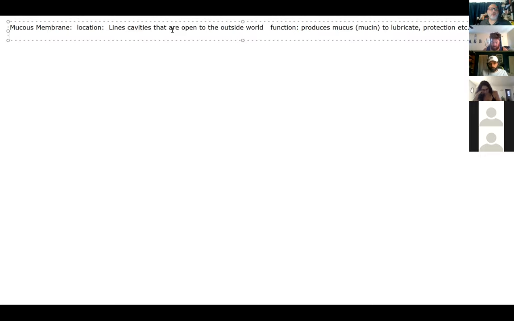Excellent. Now, for each of these membranes, we need to know what epithelial tissue is going to form them and what connective tissue is going to form them. So let's think about this. Epithelial tissues. We just identified the four organ systems that are lined with mucous membranes. So pick one. Someone pick one of those four organ systems. Digestive, excellent. What epithelial tissue lines the digestive system? Simple columnar. Excellent. Simple columnar by far lines the majority of our digestive system.